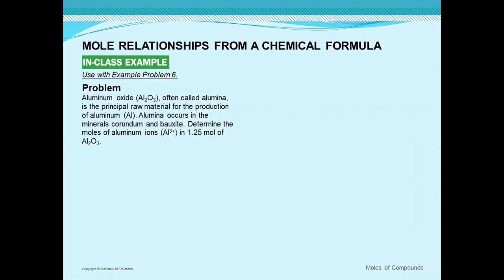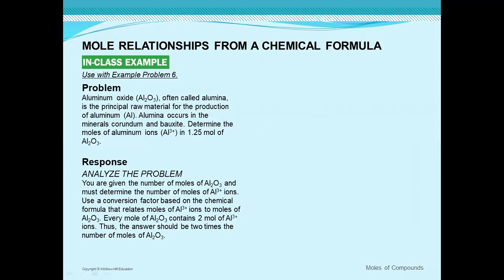Listen to it again. Aluminum oxide, which has the formula Al2O3, often called alumina, is the principal raw material for the production of aluminum. Alumina occurs in the minerals corundum and bauxite. Determine the moles of aluminum ions Al3+ in 1.25 mole of aluminum oxide. How can we get it?